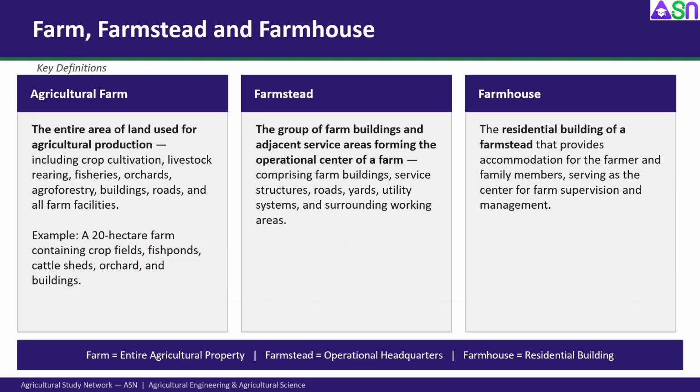Farm, a farmstead, and a farmhouse. These are three different terms. Simply, an agricultural farm is the entire agricultural property. The farmstead is the operational headquarters, the built-up management area within the farm, and the farmhouse is the residential building, the living area within the farmstead. Here we can see the definitions in detail.